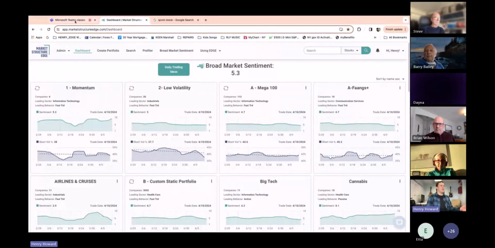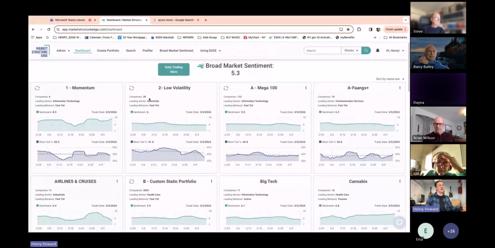For those of you who are new or might be joining us from IBKR, this is our feature product, Market Structure Edge. You have access to custom portfolios in here. We can create dynamic and static portfolios. A lot of these are our default portfolios here on the top and second line. Then we'll get into the daily trading ideas, which is a feature that we've added. I'm personally loving it. It's streamlining a lot of my decisions.